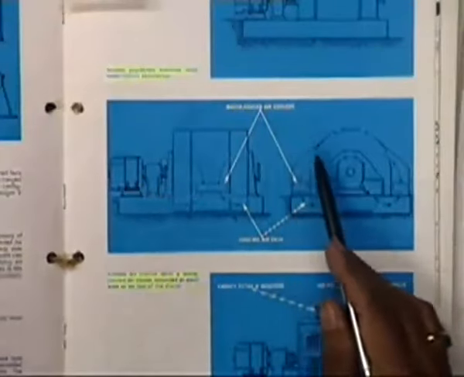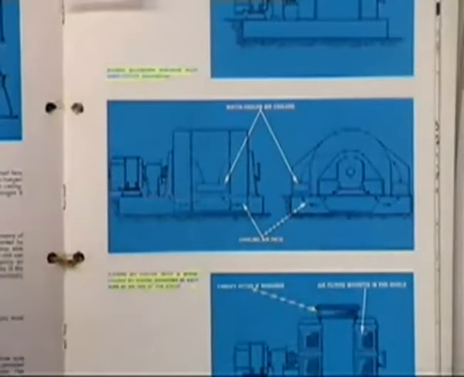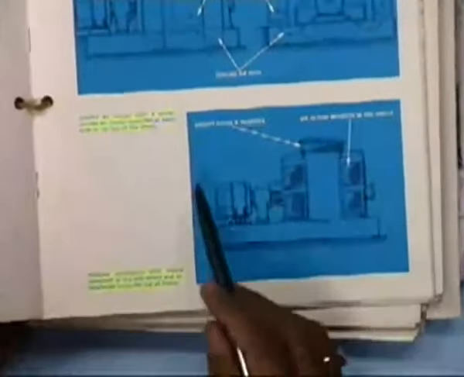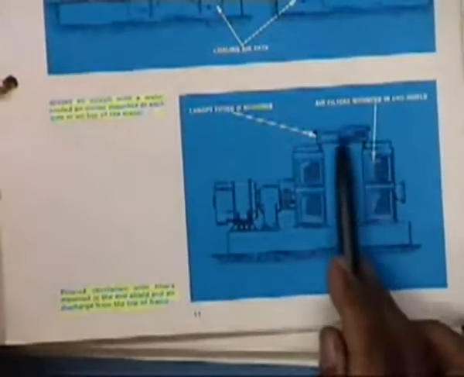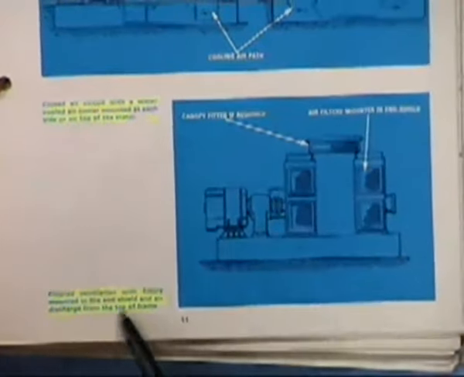And we here see a water cooled machines with water coolers cooling air path. And here is again a water cooled machine picture, filtered ventilation with filters mounted on the shaft.